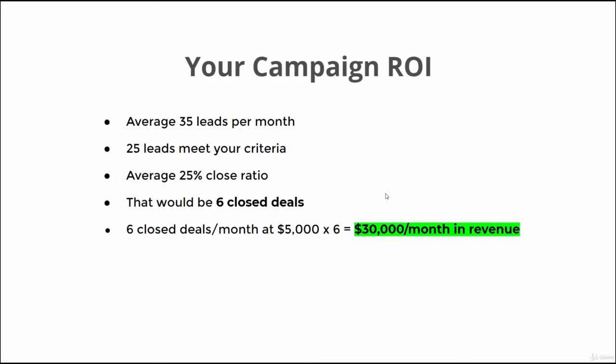Then 6 closed deals at $5,000, that's $30,000 in revenue each month, right? Through your system. And so now they've anchored this in their mind and they've seen, wow, each month I can expect to make anywhere around $30,000 a month. That is huge because then when you go into the next slides and you talk about your price, right?